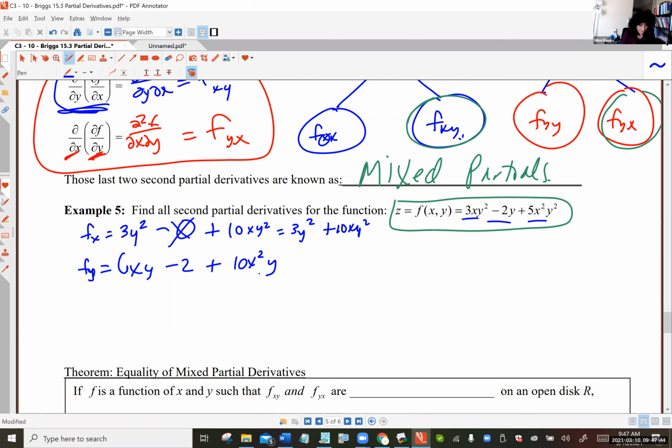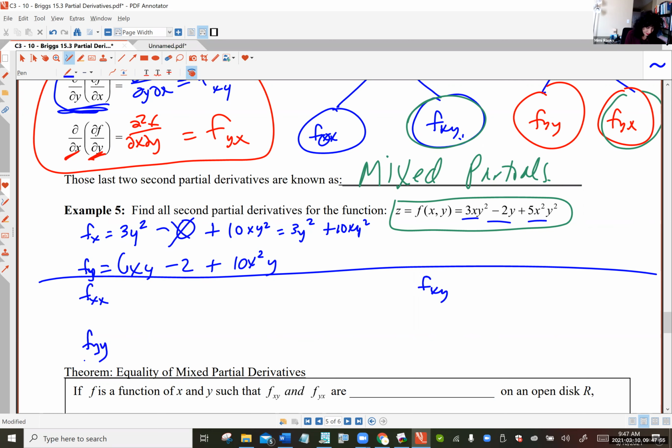Okay. Now let's go get the grandkids, shall we? So we have the first partials. We're done there. Now let's get all 4 of the grandkids. Just making room here. Okay, first up, fxx. What's that? Well, the first letter tells you who you're operating on, which means fx.